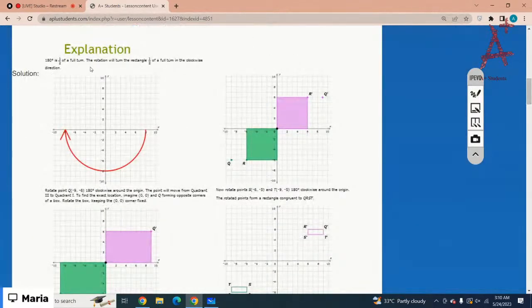180 degrees is half of a full turn, so the rotation will turn the rectangle half of a full turn clockwise. Rotate point Q 180 degrees clockwise around the origin. The point will move from quadrant 3 to 1. To find the exact location, imagine 0, 0 and Q forming opposite corners of a box.